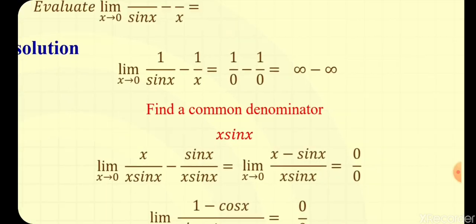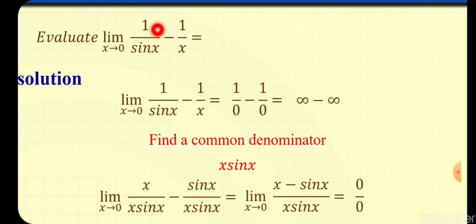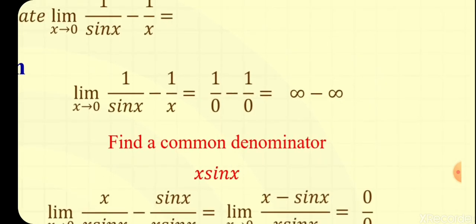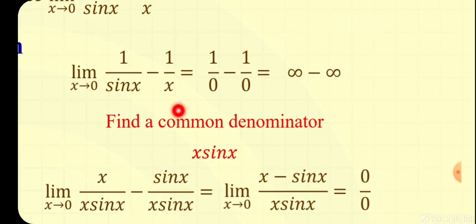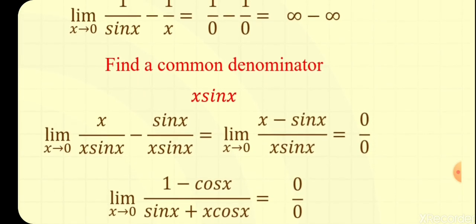Another problem here. Here we have the limit of 1 over sine x minus 1 over x. If you try to use the direct substitution, you find infinity minus infinity. It doesn't make any sense, so we have to apply L'Hopital rule. But before applying L'Hopital rule, we have to find a common denominator here. So we have the common denominator x times sine x, and cross multiplication: 1 by x is x, negative 1 by sine x is negative sine x. Now you can apply L'Hopital rule.